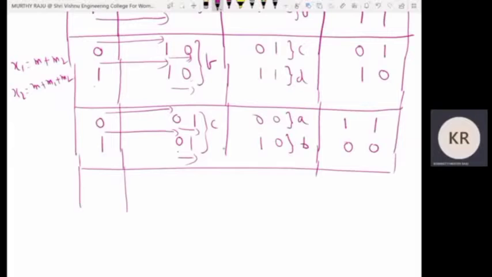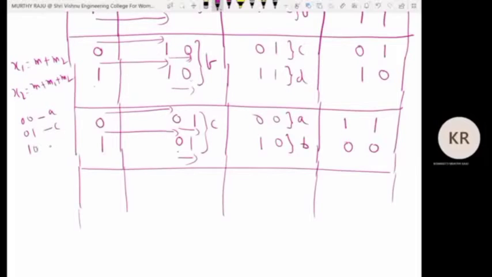Next one, last stage is here, 0 0, A state completed. Next one, 0 1, that is the C state completed. 1 0 is the B state. The last remaining state is D.